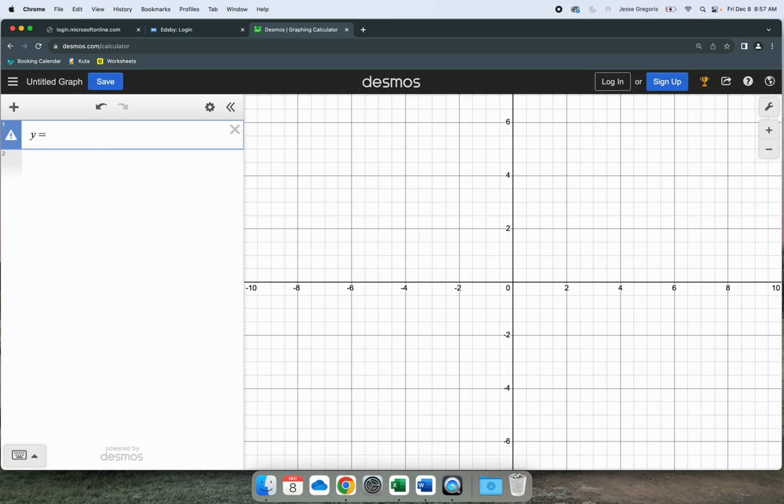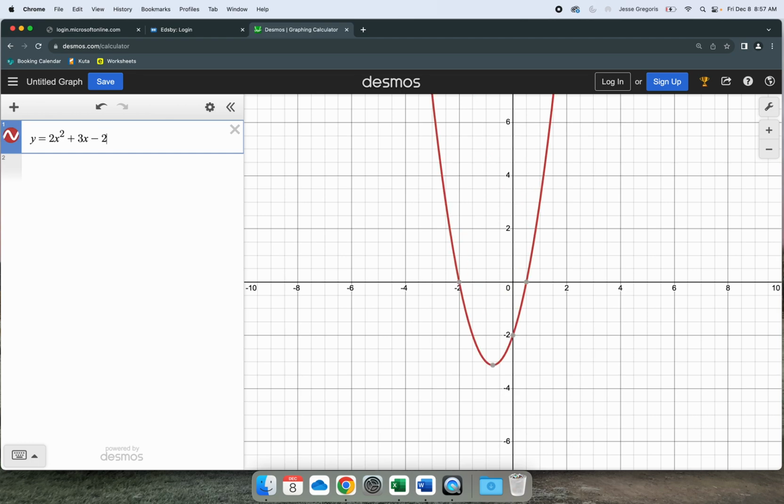So we've got y equals 2x squared plus 3x. Let's go minus 2 so we can see it. So here we can see in red that it's put the quadratic down on the grid. We've got roots of -2 and positive 1/2, a y-intercept of -2, and a vertex down here at -3/4 and -3 1/8. So the question that I was asked was, okay, what do these values of 2, 3, and -2 do to the actual quadratic?